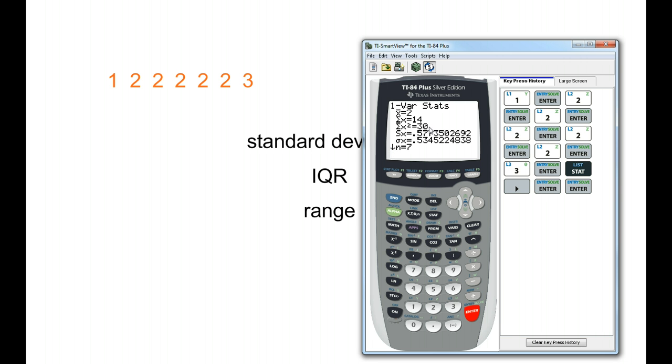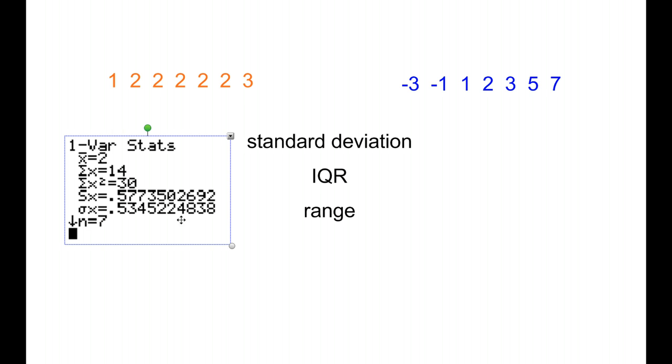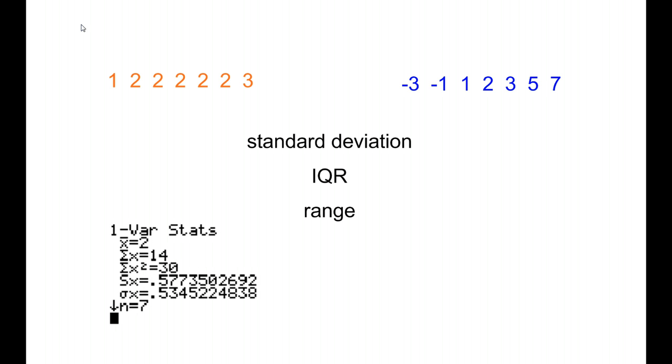Alright, we have a mean of 2. We have a standard deviation of 0.58 if we round that off. So let's go ahead and write that in. We'll call that 0.58 for the standard deviation.